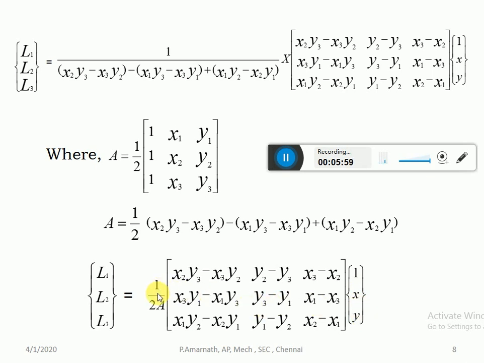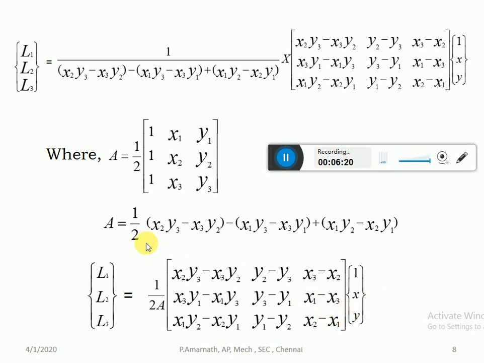So this is the 1 by 2A factor. We have to calculate the area and multiply with this. This value and this value are similar, so you have to cross multiply. We will substitute it as 2A. So this is for the 2 dimensional element.